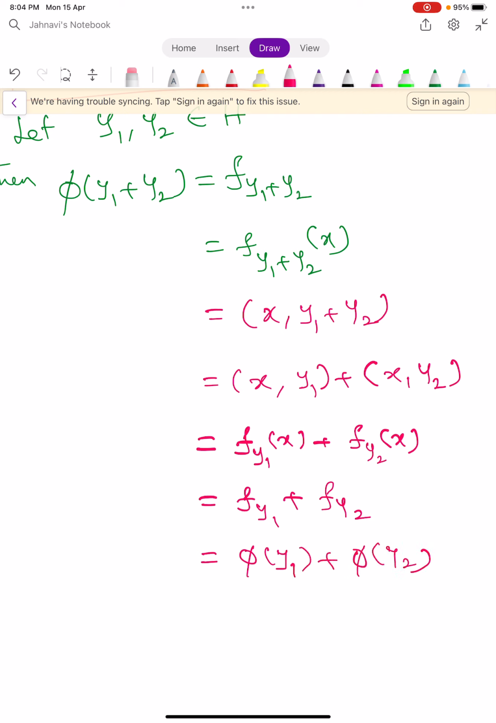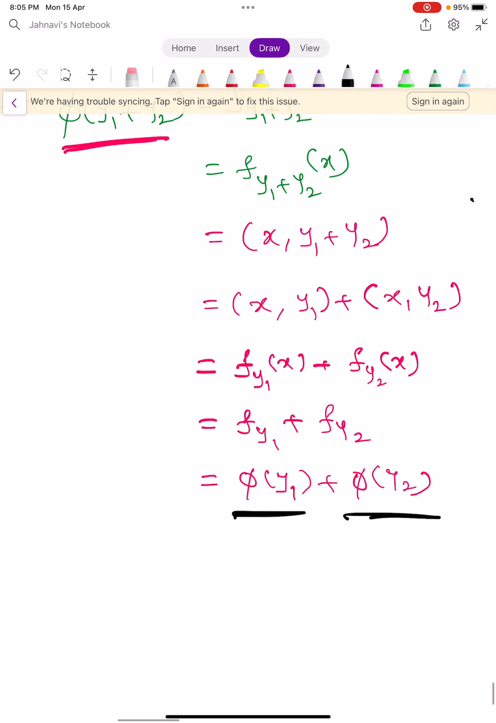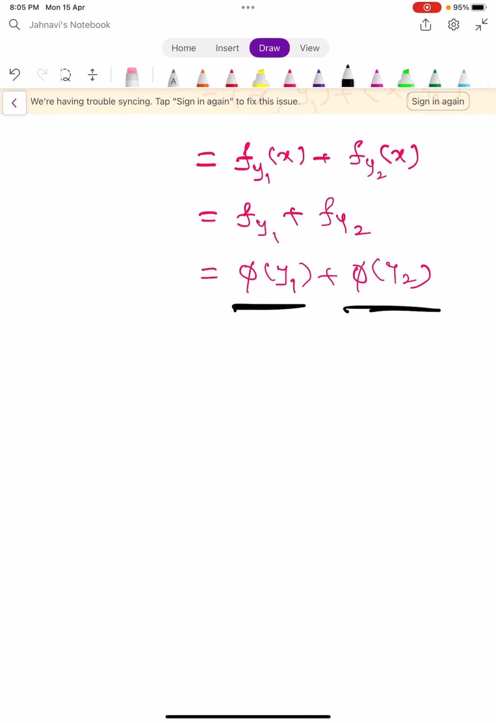So what we prove is that pi of y1 plus y2 is equal to pi of y1 plus pi of y2. Therefore, we conclude that pi is an additive mapping. So already we showed that pi is 1 to 1, pi is onto, and pi is additive.